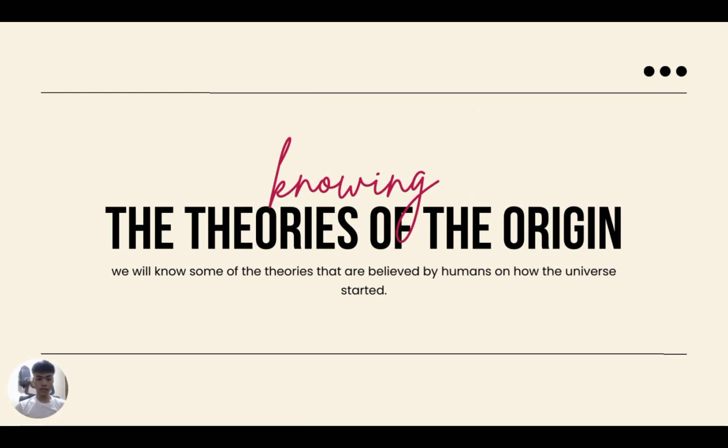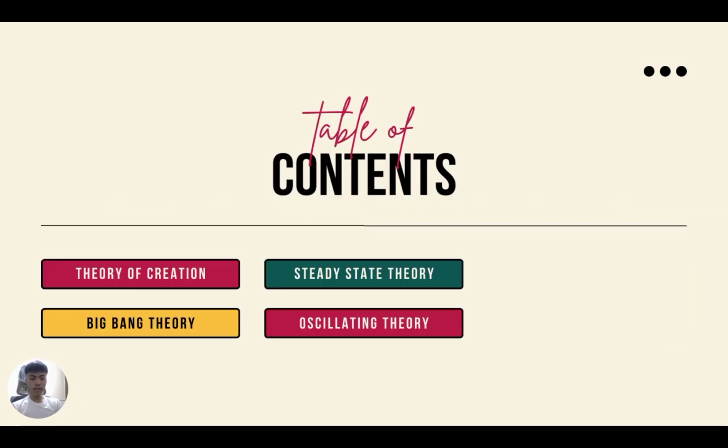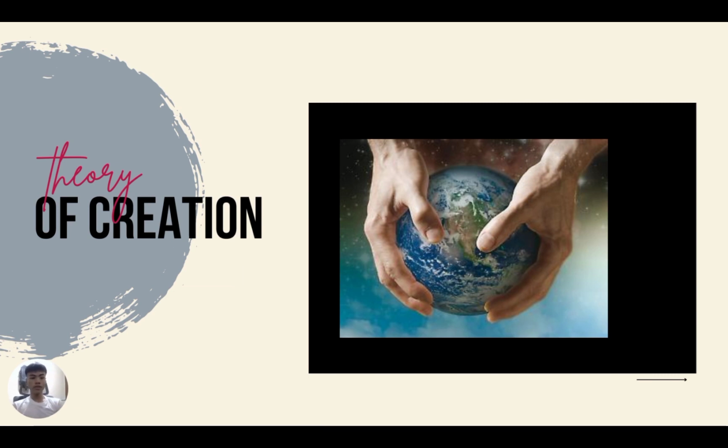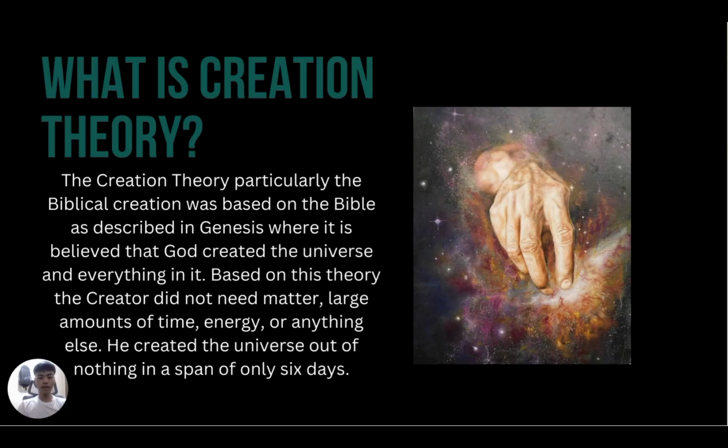Knowing the theories of the origin, in this lesson we will know some of the theories that are believed by humans on how the universe started. In this lesson we will have four of the theories. The first is the theory of creation, the next is the Big Bang theory, next is the steady state theory, and the last one is the oscillating theory. So let's proceed to the first theory, the theory of creation.